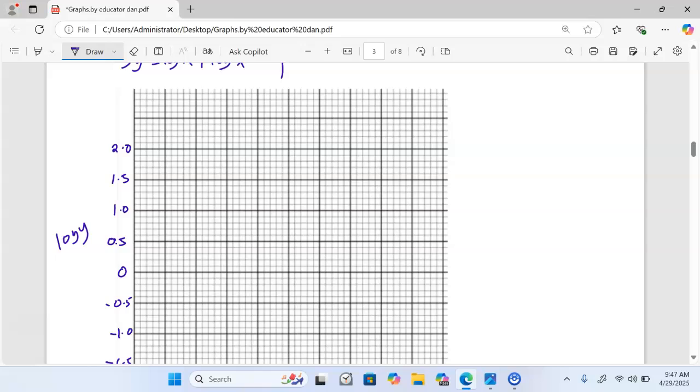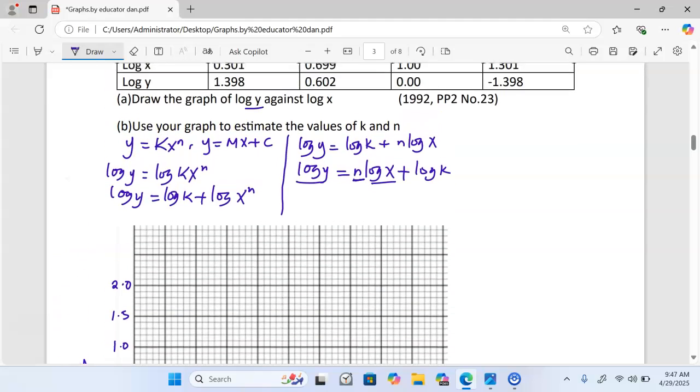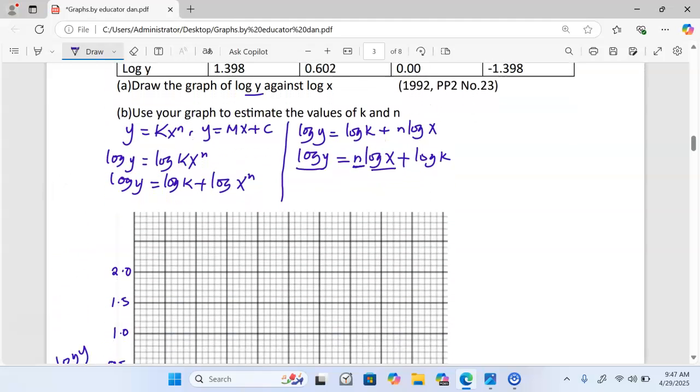So we are going to begin with 0, then have 0.2, 0.4, 0.6, 0.8. Then we are going to have 1.0, 1.2, 1.4 up to around 1.6. Then once we have all our values captured, we can now go down and plot our graph.